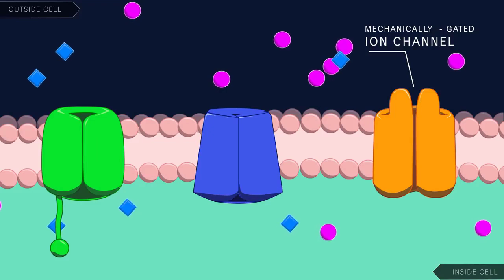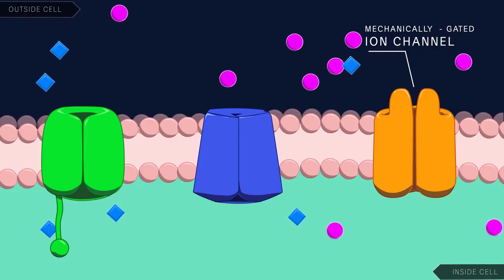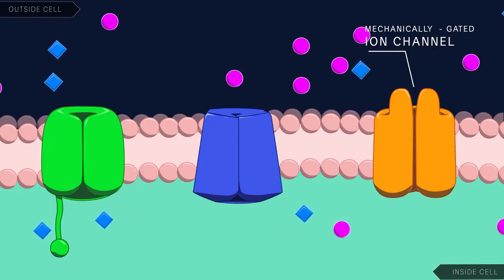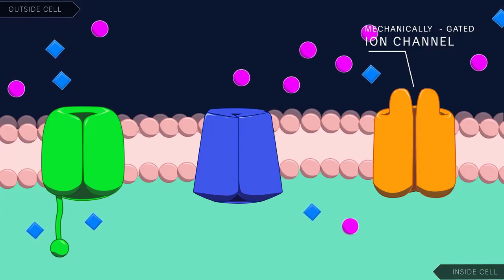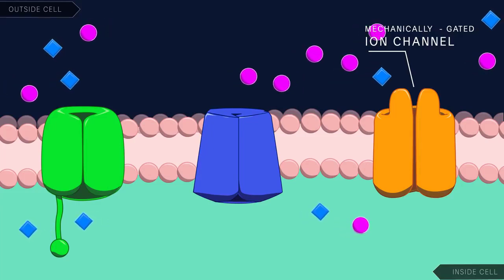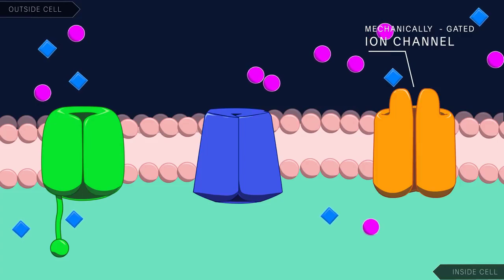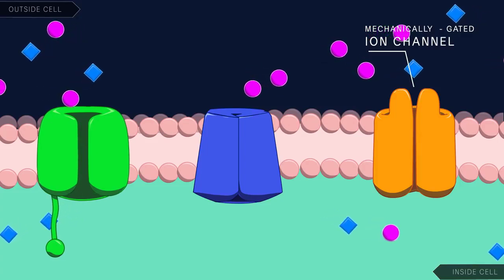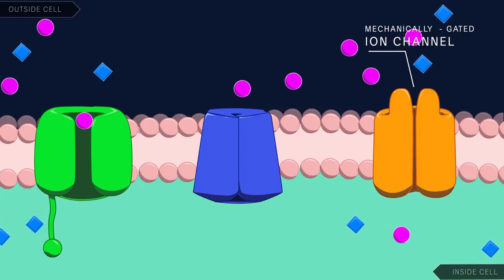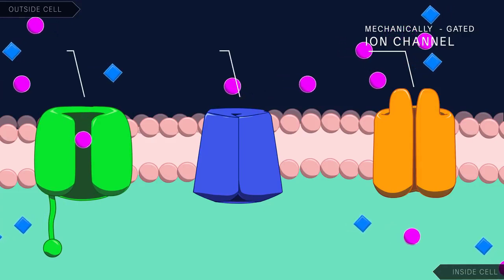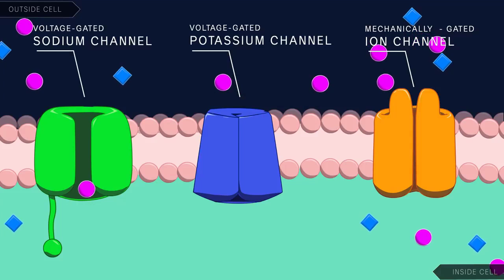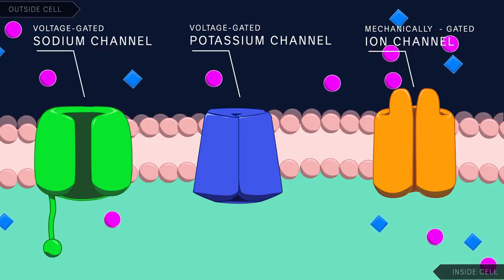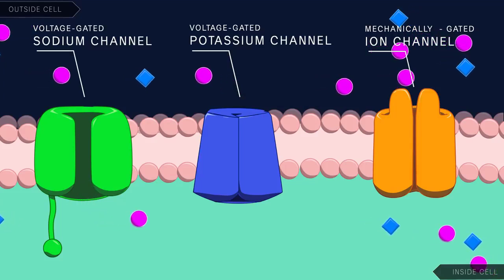Most ion channels are selectively permeable, meaning that they only allow one or a small subset of ions to pass through. Voltage-gated ion channels, for example, typically only allow a single ion to cross the membrane when they open. This means that we need separate channels for each ion. That's voltage-gated sodium channels as well as voltage-gated potassium channels.